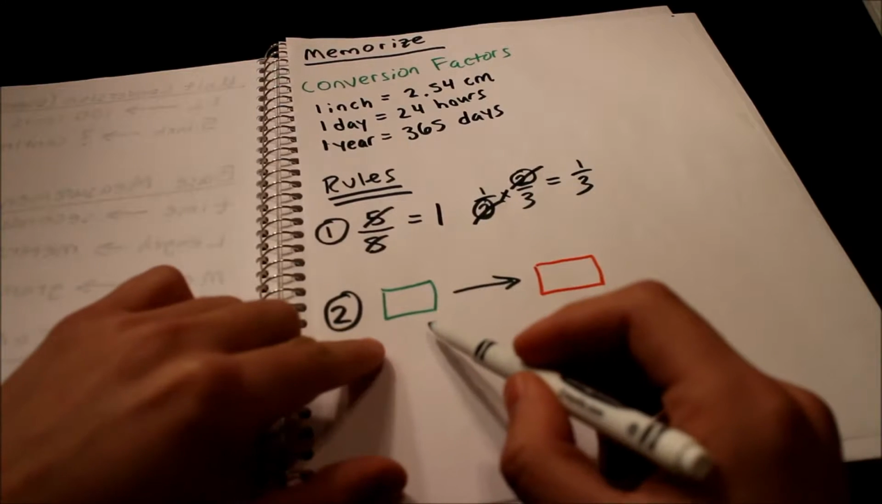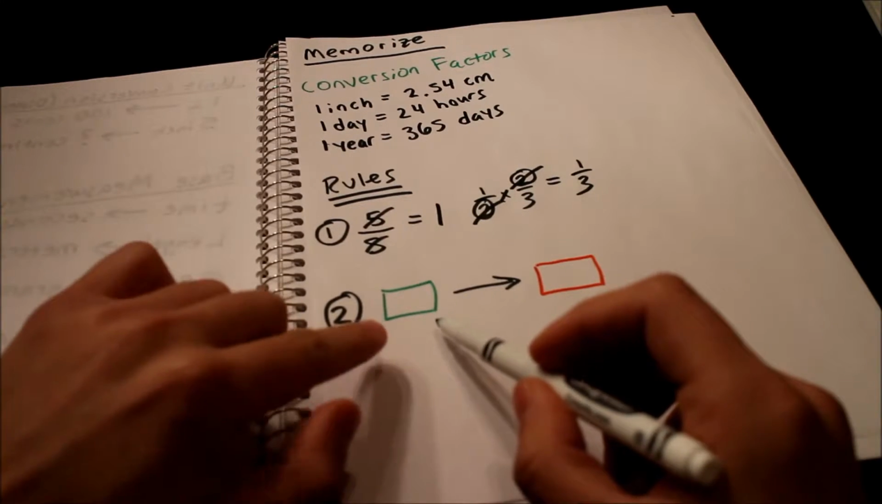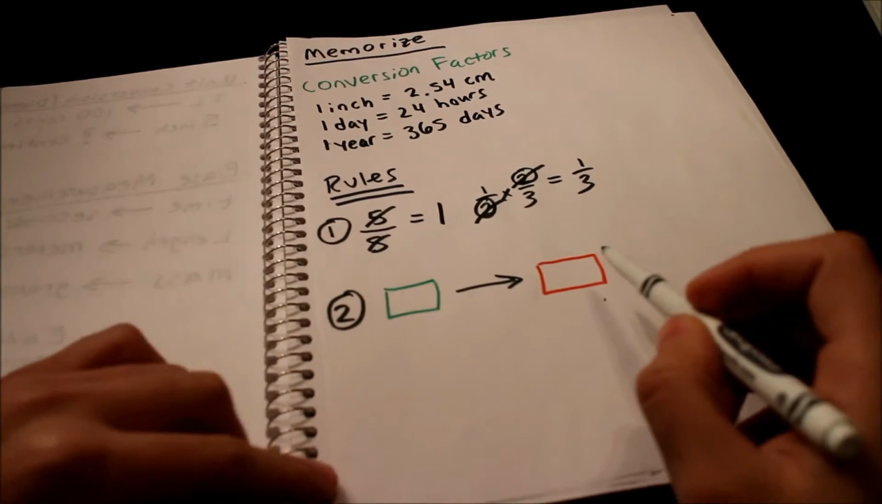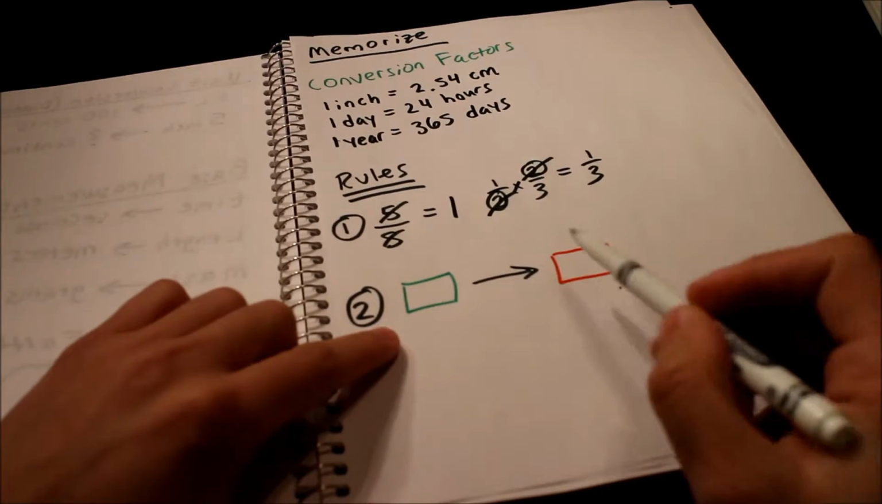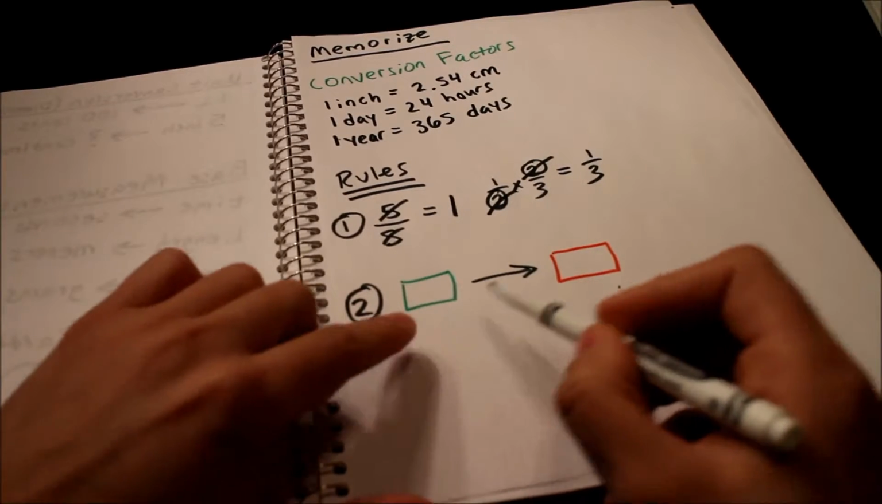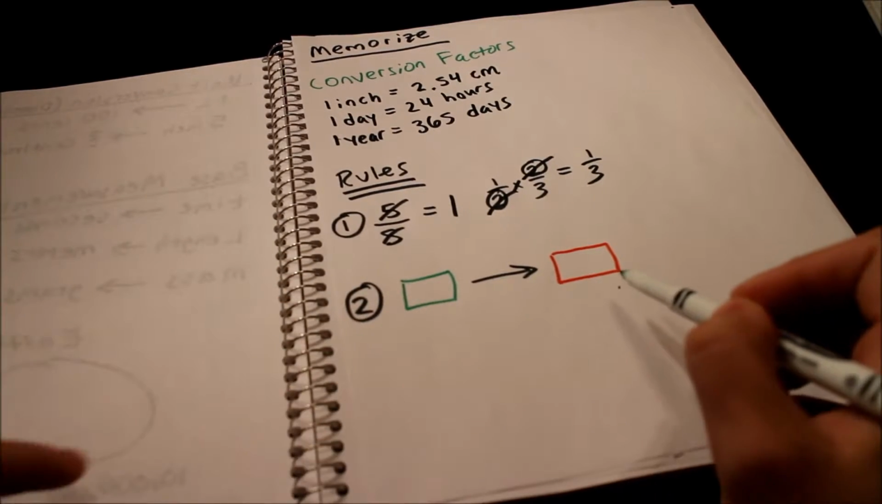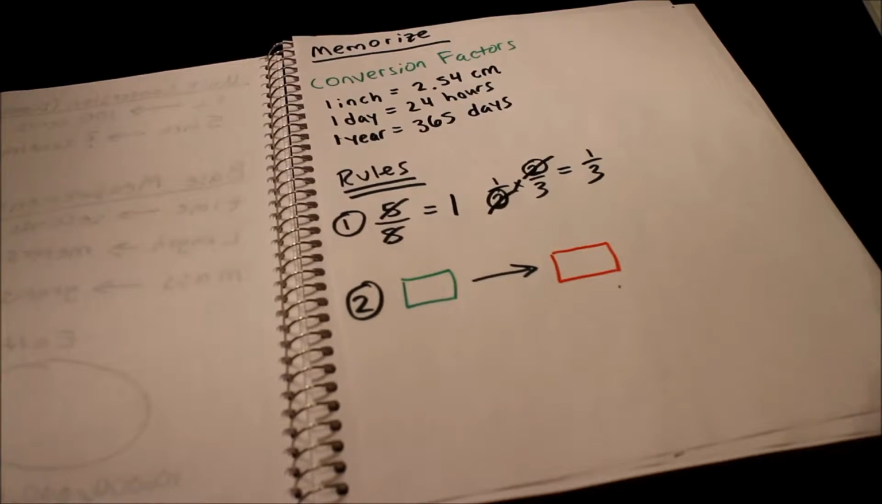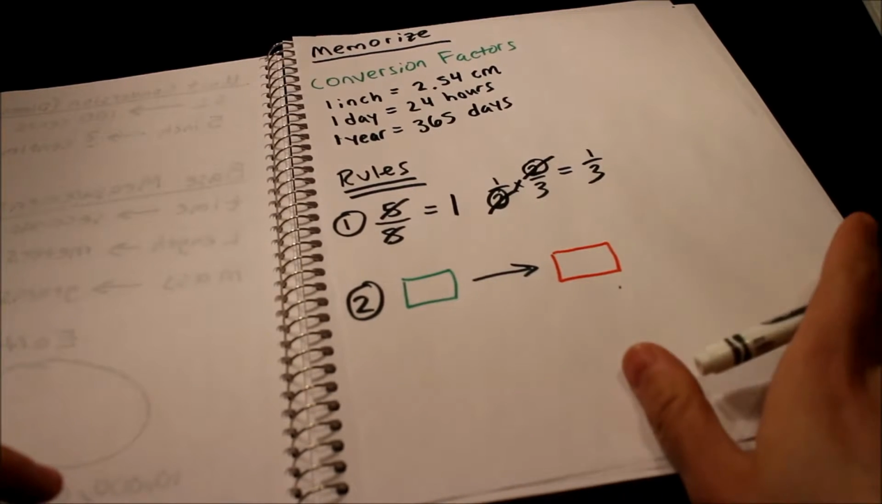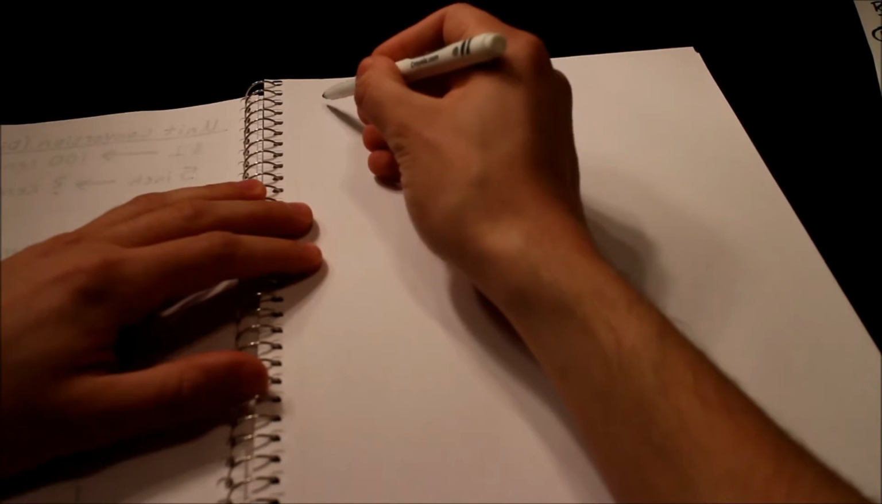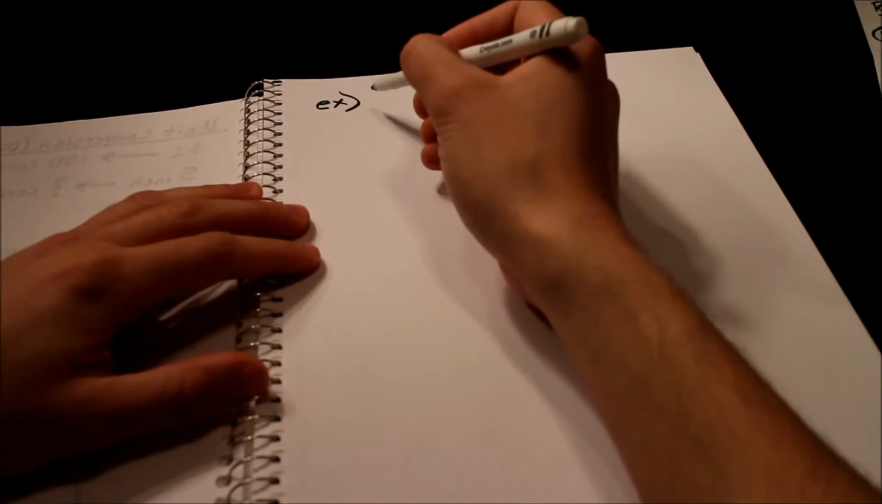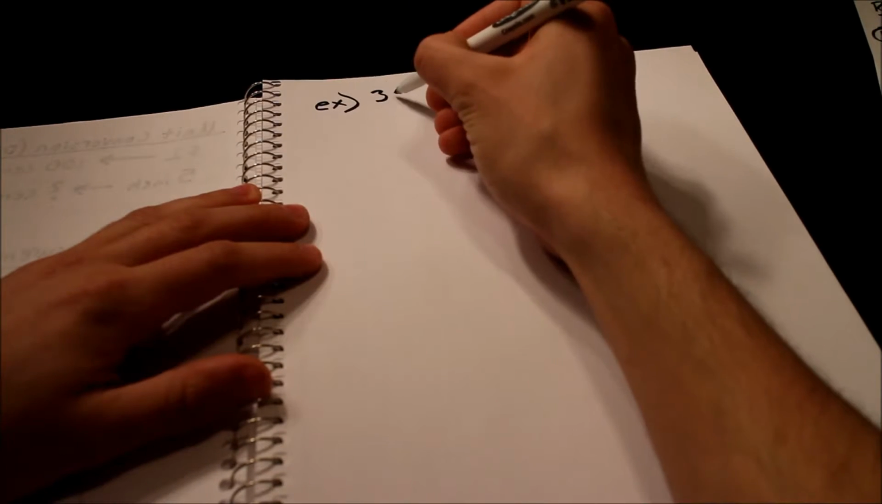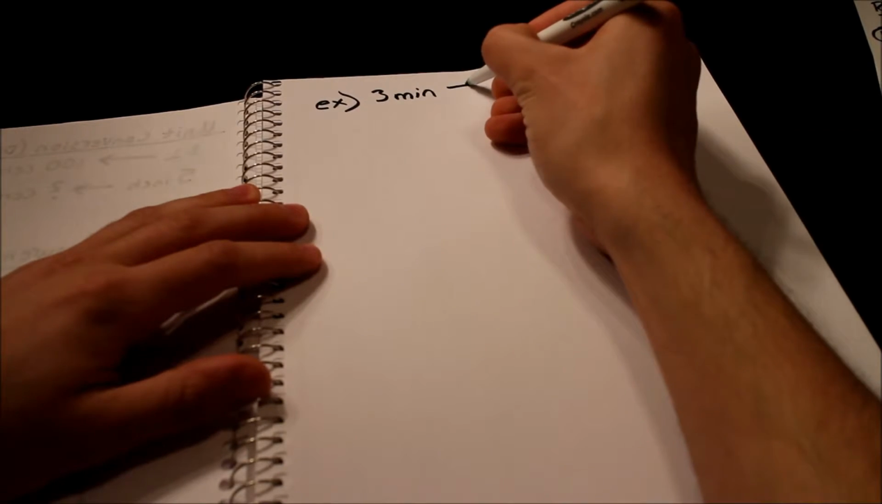Now this is kind of different. I kind of made this up. So what's the difference here? You've got a green box and a red box. They look different, but they mean the same thing. So you take something that you're given, you change it into something that looks different, but means the same thing. They're both boxes, just like the $1 and 100 pennies. If you understand these two things, life will be easy. So let's go ahead and do an example after showing you all that stuff. So first example here. Let's say we need to change 3 minutes into seconds.